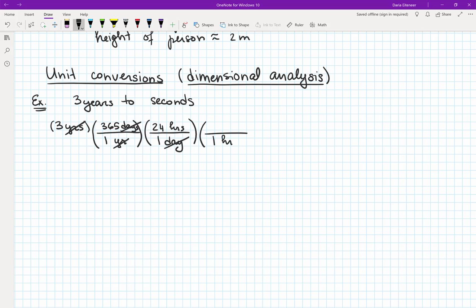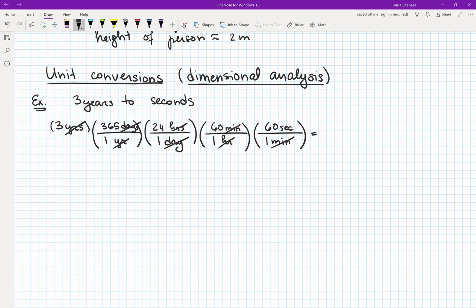1 hour is 60 minutes. Cancel hours. And then 1 minute is 60 seconds. Cancel minutes. So I can do this as many times as I want. I can multiply all of these conversion factors together.